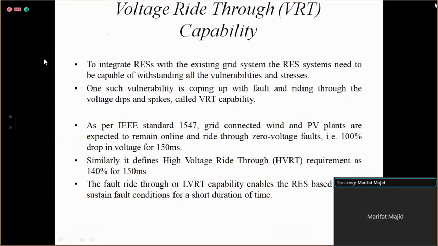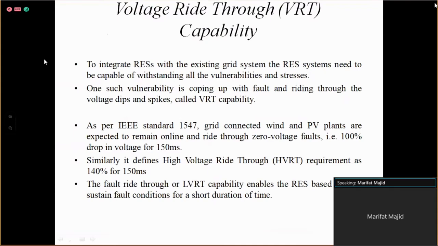And as per IEEE standard 1547, grid connected wind and PV plants are expected to remain online and ride through zero voltage faults for a time of 150 milliseconds. Similarly, it also defines the high voltage ride through requirement as 150 milliseconds. That's the 140% of the voltage rating. If the voltage goes to 140% of the nominal voltage, it has to bear it for 150 milliseconds. That is the voltage ride through capability that a distributed generation system based upon renewable energy source should have.